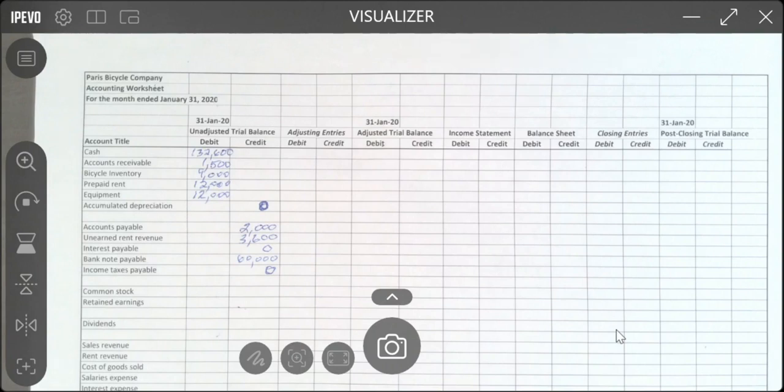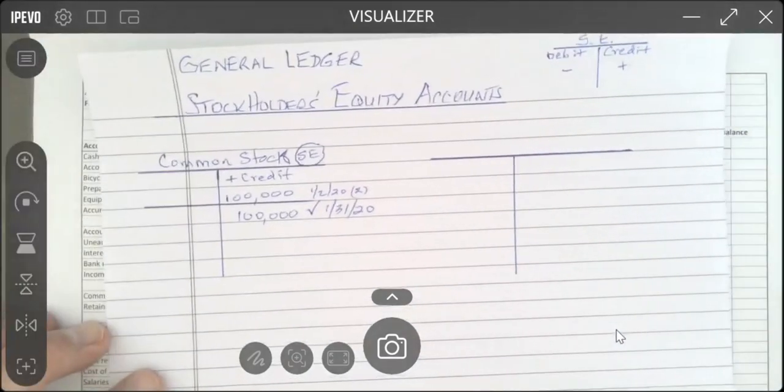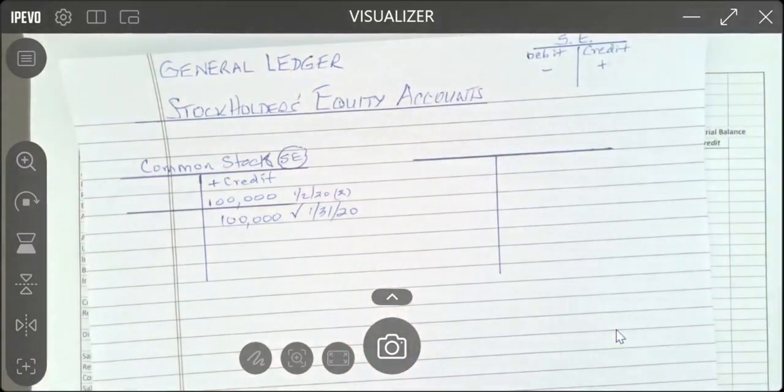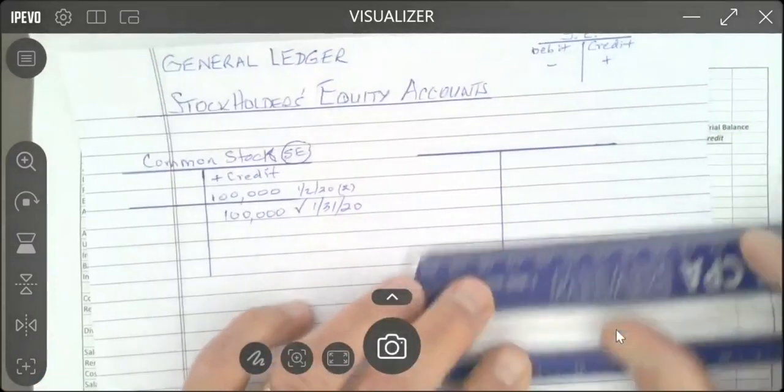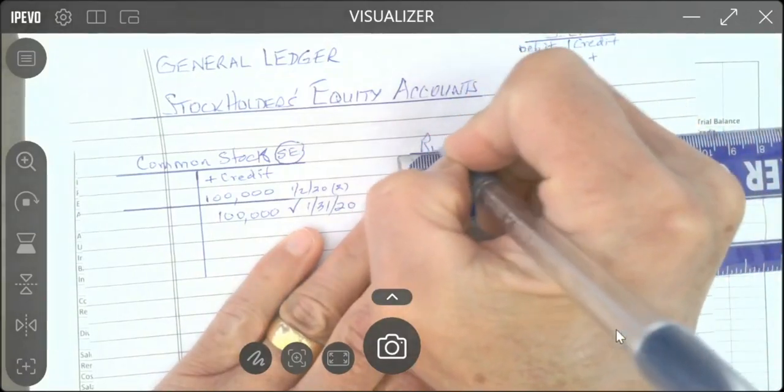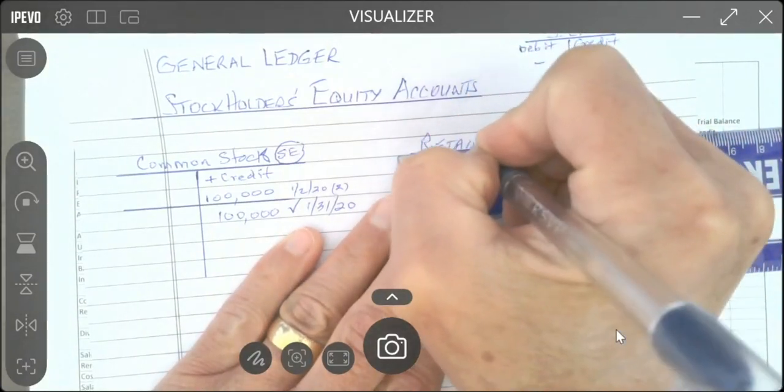Our stockholders' equity accounts. We have $100,000 of contributed capital in our contributed capital common stock account. Now, I'll write it in. We're going to have some retained earnings here.